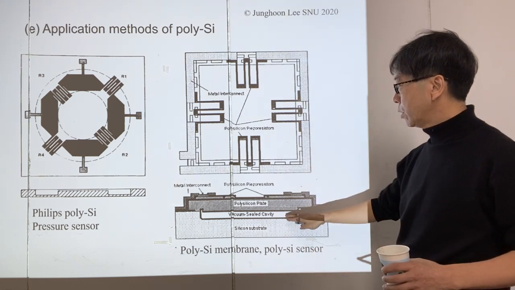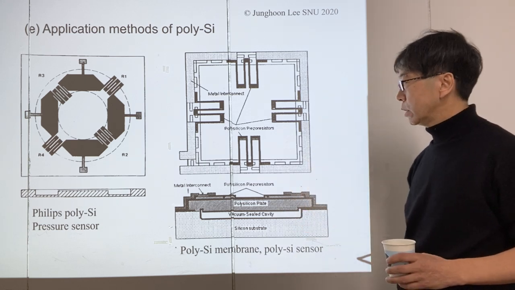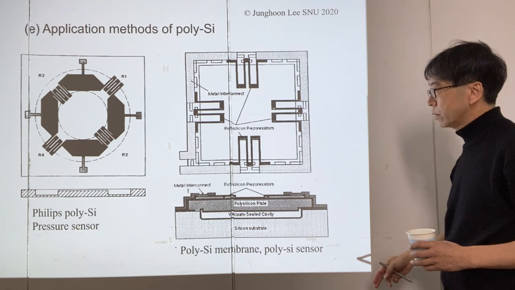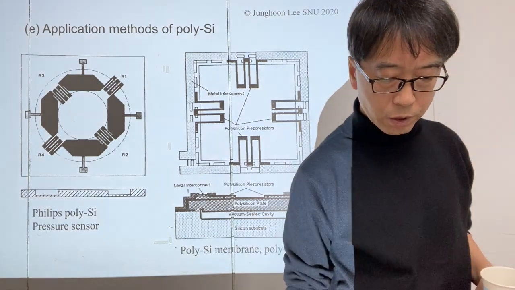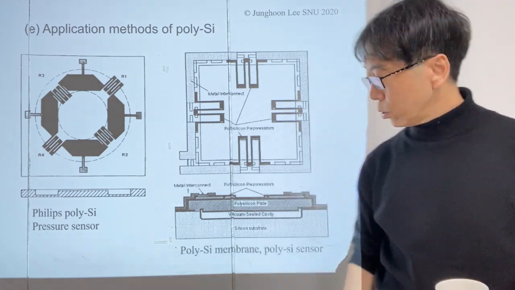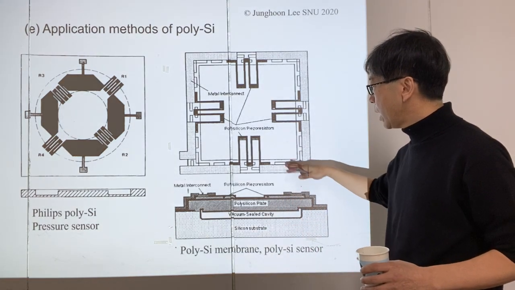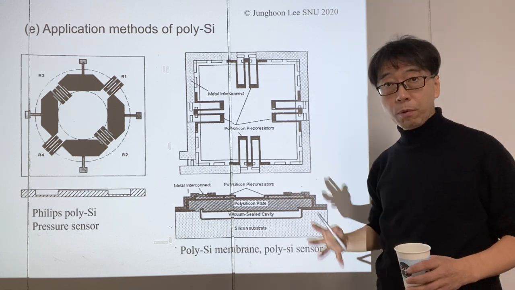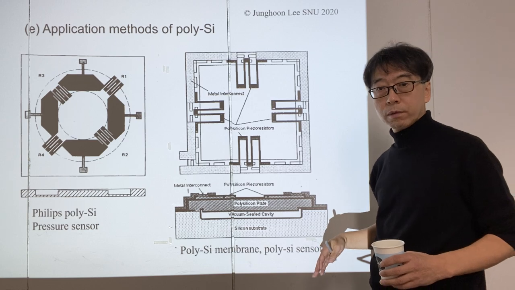And you can have a sealed cavity very easily, unlike single crystal silicon. So the polysilicon plate can be directly used for this application. So this membrane itself is polysilicon, and on top of that, the piezo resistors are polysilicon as well. Polysilicon, polysilicon combination. Would that be nice?